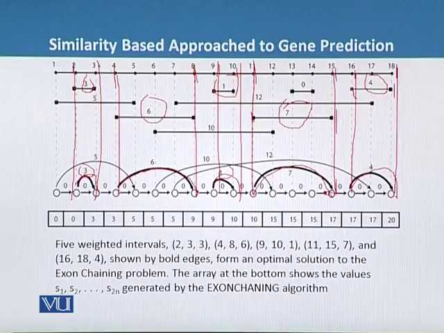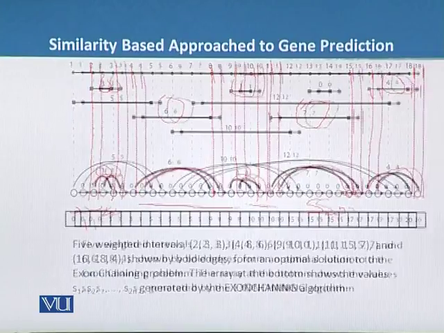So by using these we can say that there is an optimal solution to the exon chaining problem. And the array at the bottom shows the values that start from S1 to S2N, generated by the exon chaining algorithm.